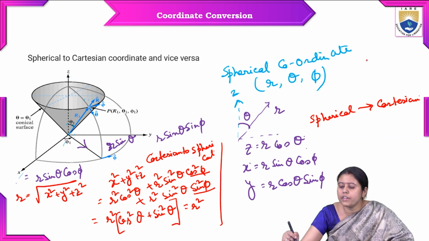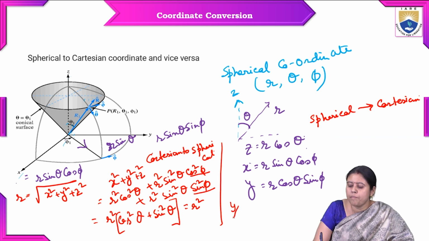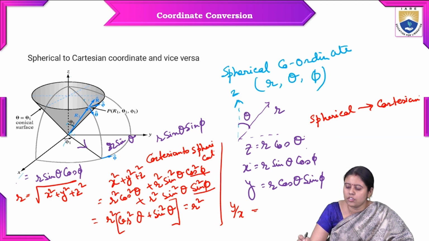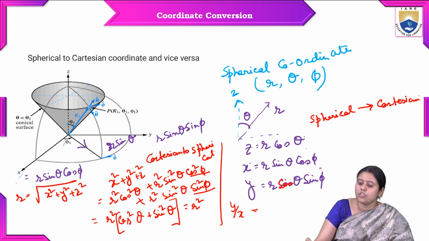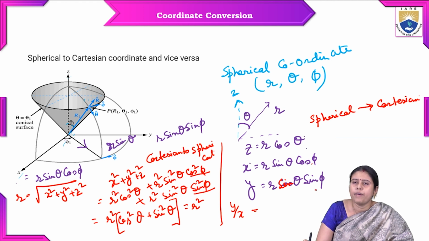Second one, if we divide y by x, what will we get? The r sin theta will cancel out. So what will we get? Sin phi by cos phi, which is nothing but tan phi. So phi is equal to tan inverse of y by x.